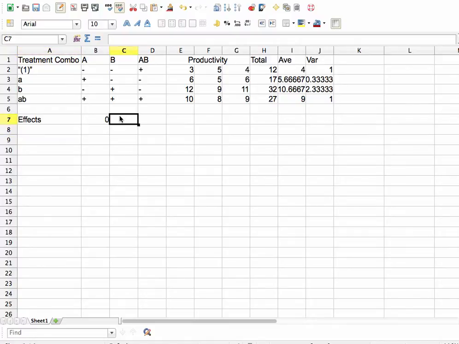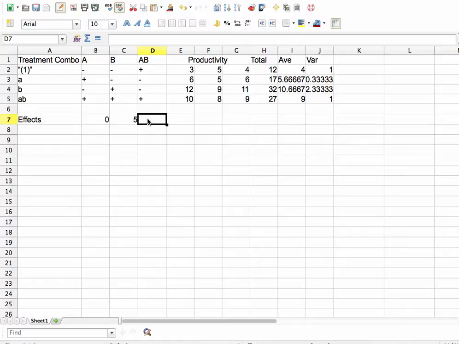We'll compute an effect for B in the same way. So it's going to be 1/6 times the sums that are added, or that have a plus in the column. So we get the 32 plus the 27 minus the 12 and minus the 17. And so you can see here the effect is 5.